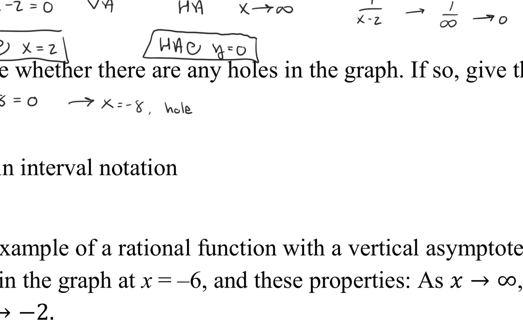That means that when x equals negative 8, y is going to be 1 over negative 8 minus 2, which will give us negative 1 over 10. So there's a hole at negative 8, negative 1 over 10.